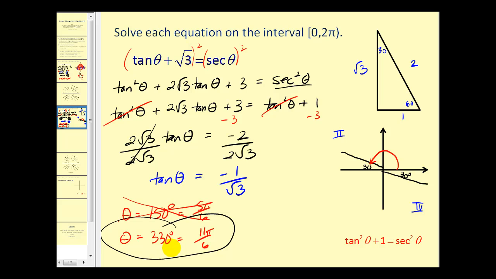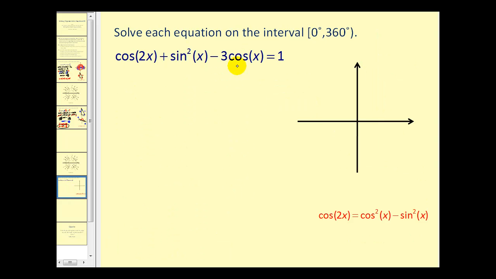Okay, I think we have time for one more. So there's two possible substitutions we could do here. We could try to replace sine squared x with 1 minus cosine squared x, but then we still have this double angle. So we're going to go ahead and replace cosine 2x with cosine squared x minus sine squared x and see where that leads us. And this does help out because notice we have minus sine squared x plus sine squared x. So those add to 0, and we're left with cosine squared x minus 3 cosine x equals 1.